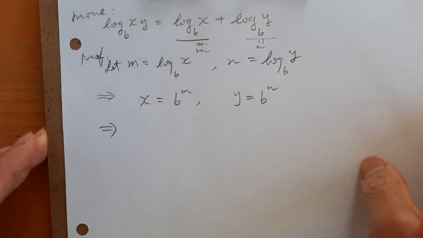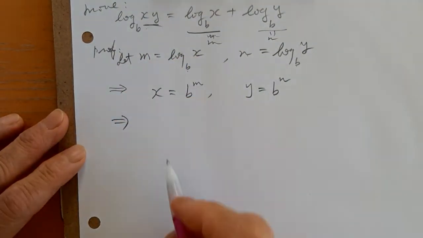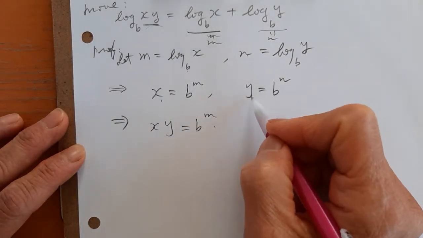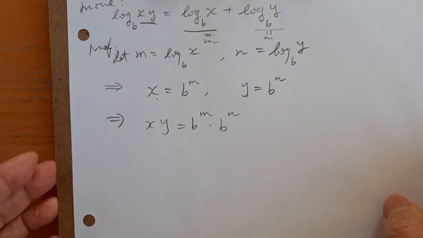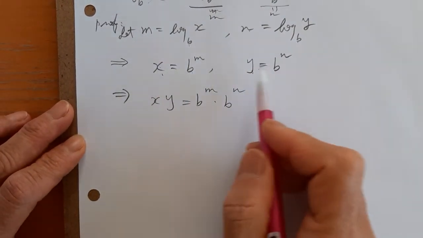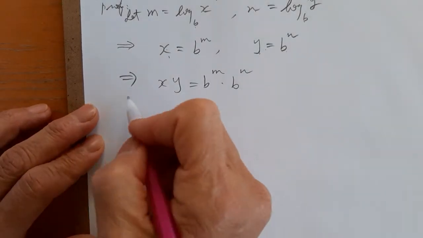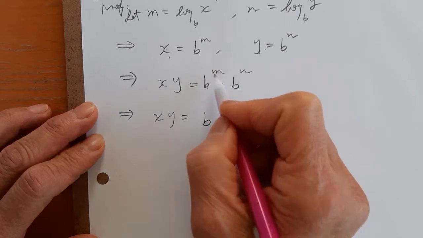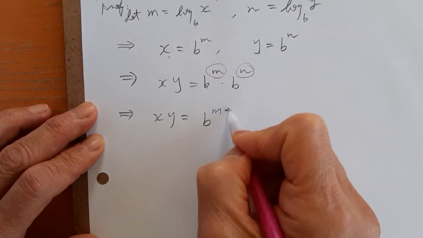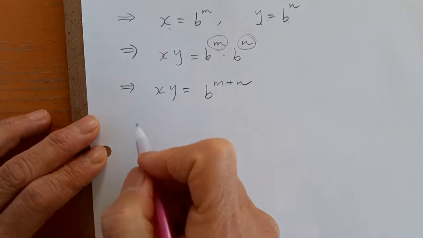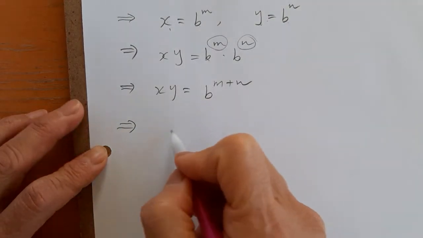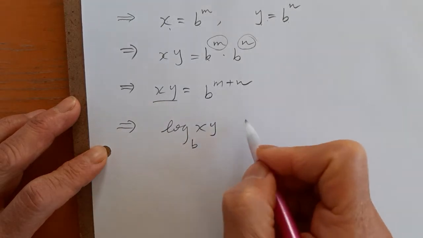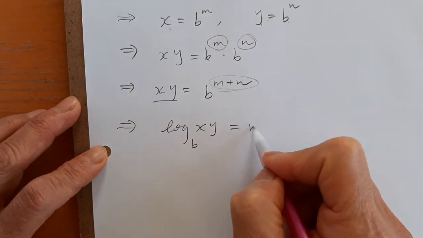And then, since we are looking for x times y, we multiply them together. x is b to the power m, y is b to the power n. Left side times left side, x times y, equals right side times right side. And then use the product rule of exponent. The same base is b, add exponents m plus n. Then change from exponential form to logarithm form: base is b, function value xy equals exponent m plus n.